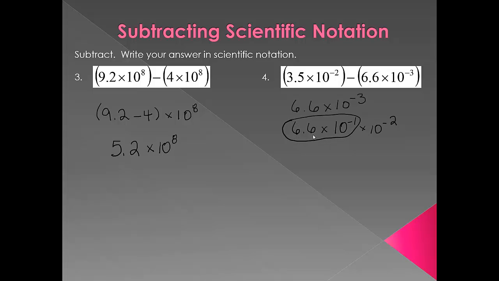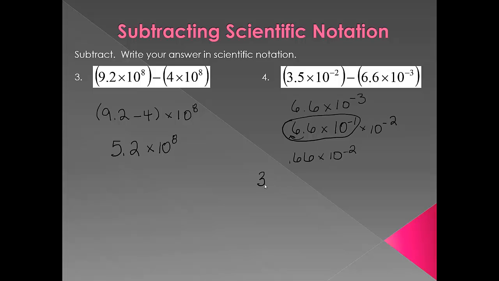6 and 6/10 times 10 to the negative first power would be simplified to 66/100. Since I have the -1 for my power, I'm going to move my decimal to the left one place. So I have 66/100 times 10 to the negative second power. Now I can go ahead and continue working on my problem.